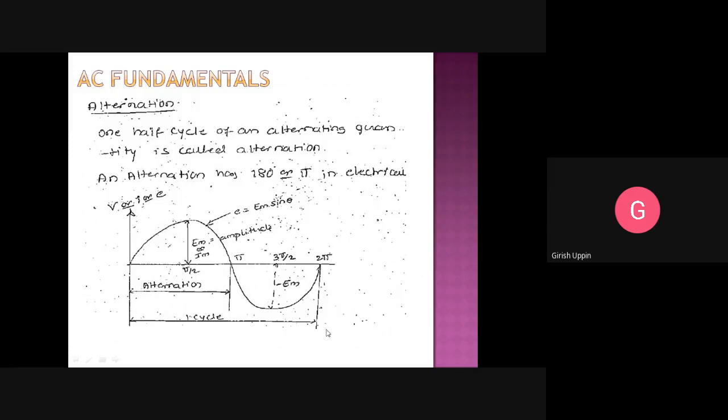From this point to this point, whatever the time is taken, that is called a time period, represented with the capital T letter. And what is the alternation? Alternation is the time taken to complete half a cycle. That is called an alternation. And what is the frequency? Frequency is the number of such cycles per second, that is called frequency.